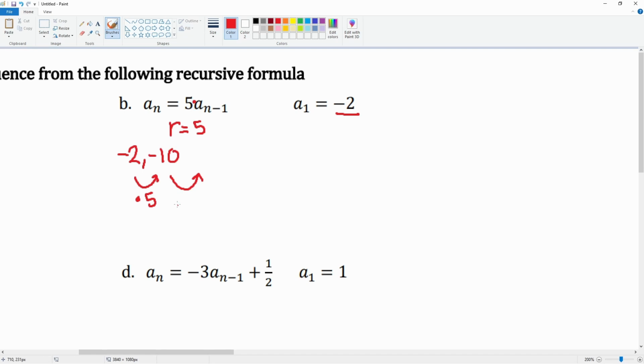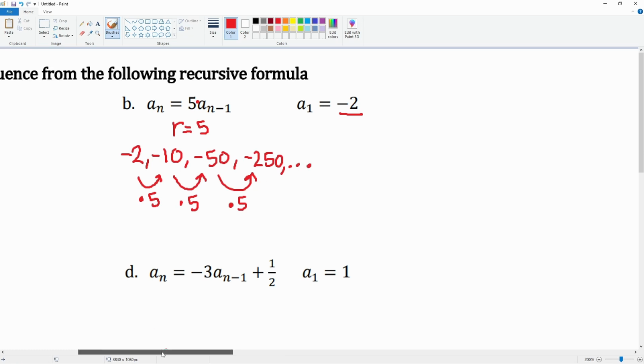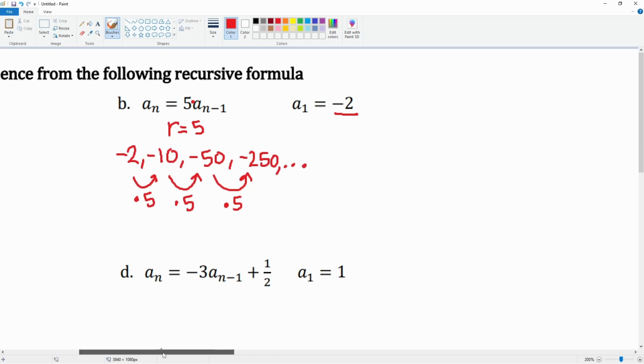Then you're going to multiply that by another -5. That becomes -50. Then we're going to multiply it again by -5. That becomes 250, comma, dot, dot, dot. This would be the first 4 terms defined by that recursive formula.